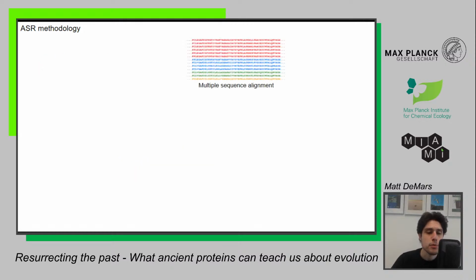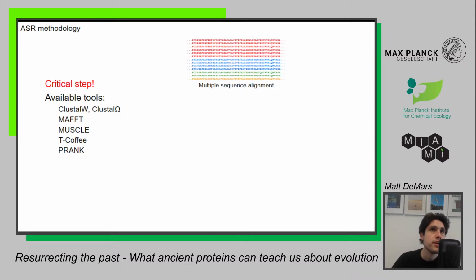And so you have a bunch of sequences. Now you can perform a multiple sequence alignment. This is a very critical step in performing ancestral sequence reconstruction. There are a number of available tools. These are different softwares that are available online, or you can download them and perform them on your computer.